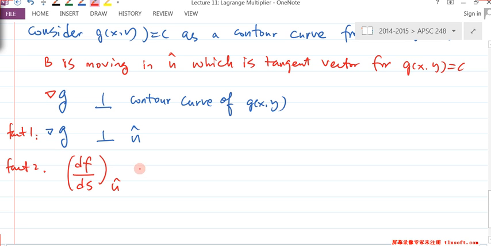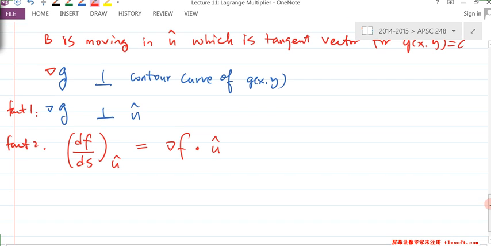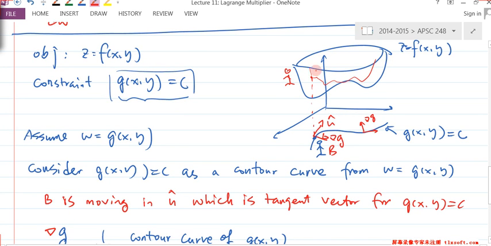So what is the directional derivative formula? It is del f dot u hat, right? Del f dot u hat. So the second fact comes from this one here. Remember what we're looking for. As this one is moving along the constraint curve, or the contour curve G here, what will be the min or max location experienced by the red guy here? That's the objective.